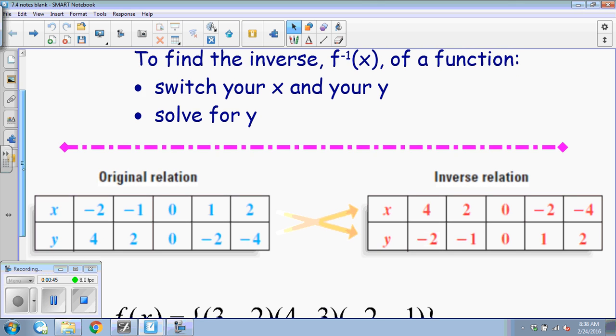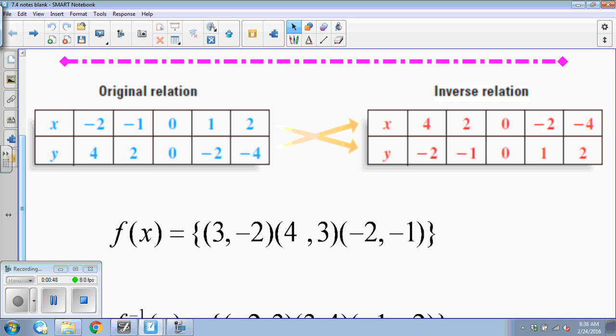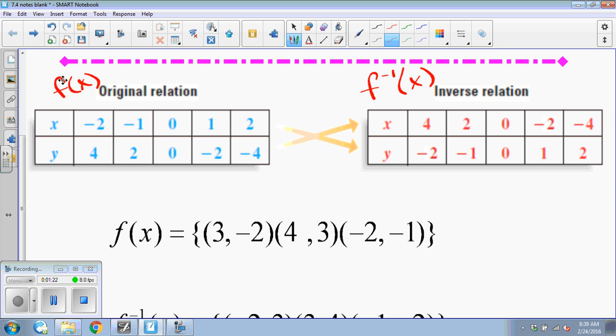And so if you were given just a table, okay, this is x and y, right? X is -2, -1, 0, 1. Okay, so these are your x and y coordinates. If that's the original relation f of x, then the inverse is those switched around. Instead of -2, 4, it's 4, -2. Instead of -1, 2, it's 2, -1. Those x's and y's are reversed. Okay, so that is what the table of the inverse would look like.